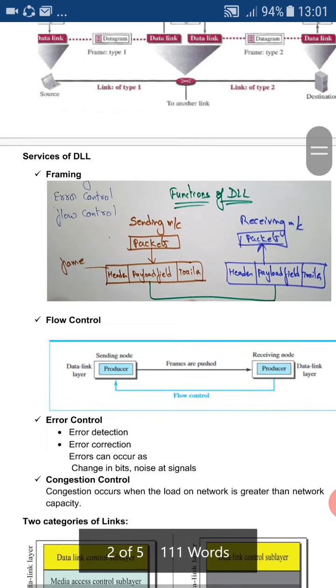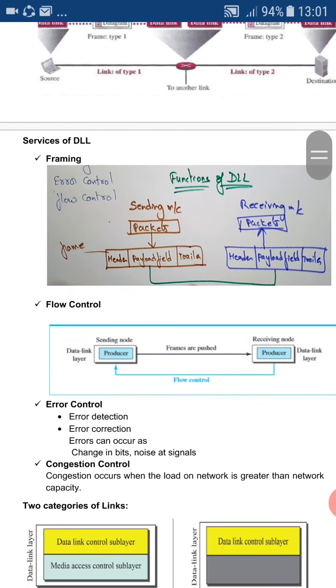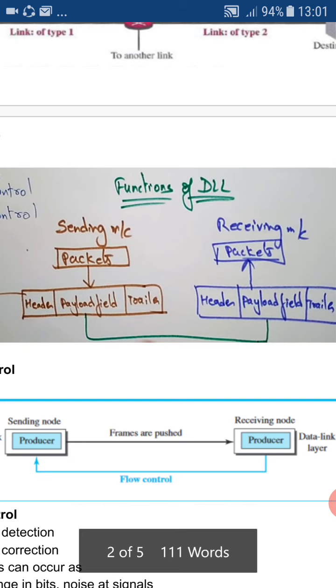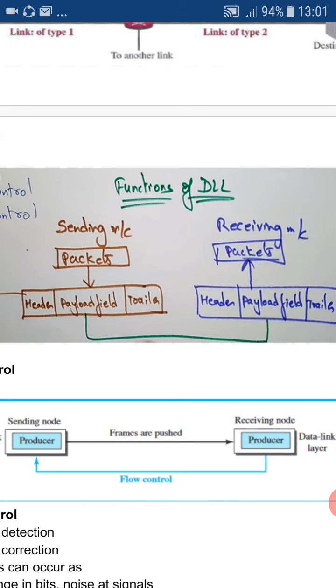The next topic of this chapter is the services of the data link layer. There are 4 services of the data link layer: framing, flow control, error control, and congestion control. We'll see them one by one. The first one is framing. To study framing, let us see this diagram. We have the sending machine and the receiving machine. There are 2 levels. The first level is the network layer. The second level is the data link layer.